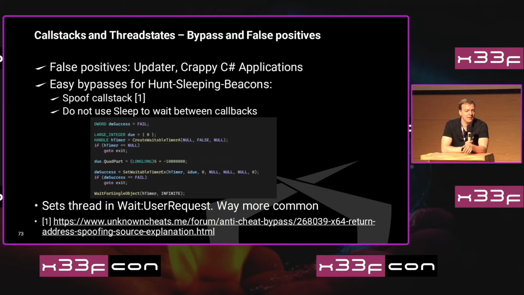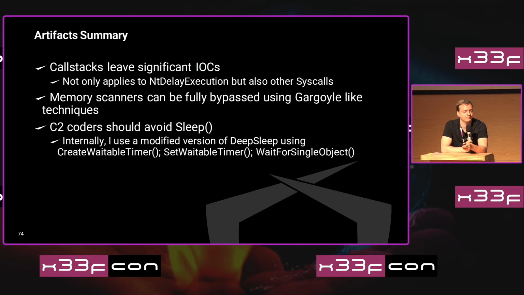There are some other very easy bypasses for hunting sleeping beacons. The first idea could be to simply spoof the call stack, which is actually not very easy if you want to do it correctly. But the easier way would be to simply not use sleep to wait between your callbacks. You can also make use of waitable timers in order to have a bit of delay. This then sets the thread in a state called wait user request, which is way more common than delay execution.